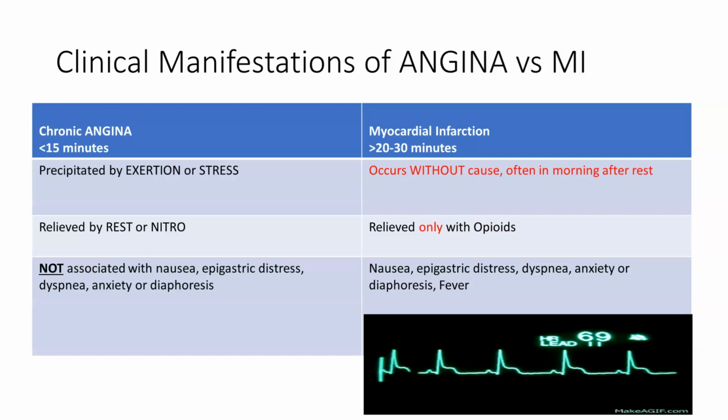For chronic stable angina as well, usually you don't have activation of the entire sympathetic nervous system. You can end up with tachypnea and tachycardia, but we don't progress into that nausea, the epigastric distress, the dyspnea, anxiety, the diaphoresis. Those are generally going to be more associated with MI. Remember, we're talking typical presentations, not atypical presentations of an MI.